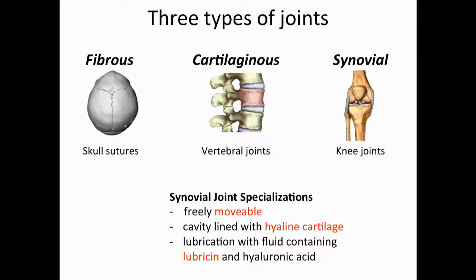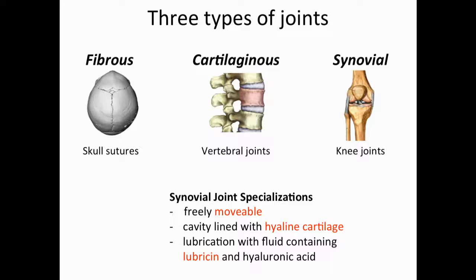So the first of these are fibrous joints, which Camilla just so elegantly introduced to us, like the sutures of the skull. The second class are cartilaginous joints, like the joints of your vertebral column. And the third class of joints are synovial joints, which are the most common joints in our bodies, like the knee joints, the joints of your fingers, your shoulders. And this third class has some specializations that distinguish it from the other two classes. So synovial joints are freely movable. They contain cavities lined with hyaline cartilage, and they're lubricated with fluid containing lubricin and hyaluronic acid.